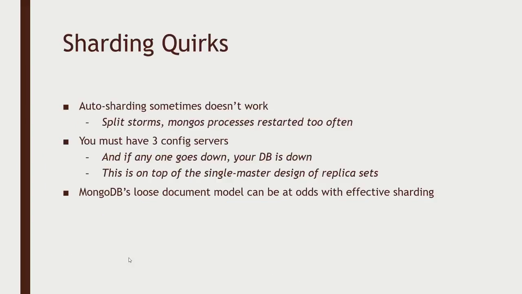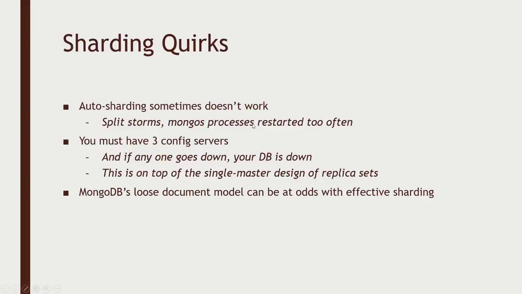Sharding itself has some quirks in MongoDB. For example, auto sharding, where it's trying to rebalance things over time, sometimes fails. There's a rather nasty failure mode called a split storm, where it simply cannot split things quickly enough, and it just keeps trying to resplit things over and over and over again, and your entire cluster goes down. It's a bad thing.